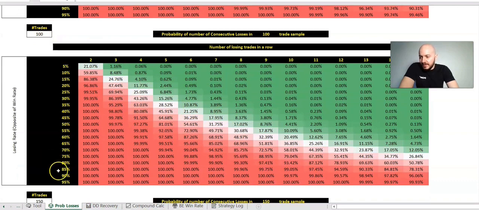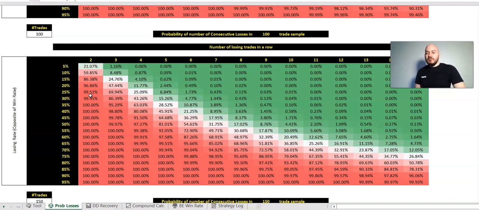This is the losing rate, so the opposite of the win rate, obviously. So if we've got a win rate that's 90%, that means we've got a losing rate of 10%. What that means is it's really, really unlikely that you would see any more than a 4 trade losing run. It's nearly impossible. But you could still see 2.